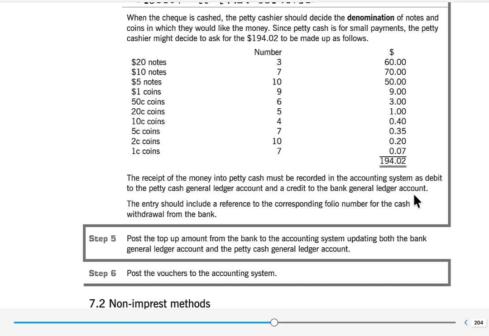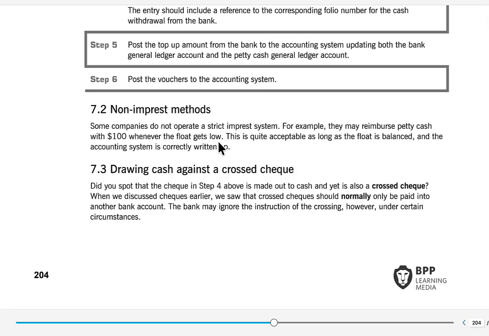Total vouchers paid out equals $195.12. Cash left in the tin equals $55.98. Top-up required equals $194.02. After topping up, petty cash returns to $250.